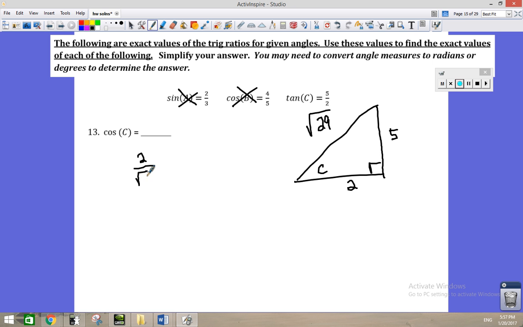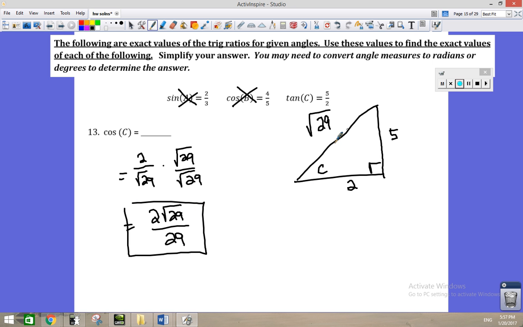2 over radical 29, rationalize the denominator, and we have our answer that the cosine of angle C is 2 times radical 29 divided by 29. Nothing cancels there, so that's my answer using just a right triangle constructed from two of the three sides given, and the fact that I can use similar triangles.